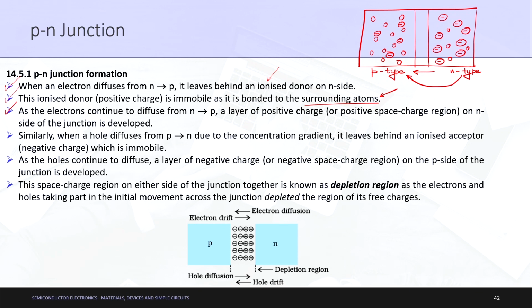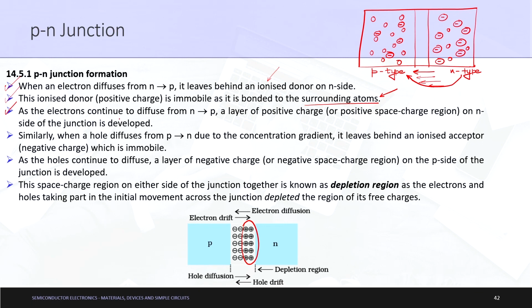Okay, so as the electrons continue to diffuse from n to p, there is continuous diffusion of electrons happening because of the change in concentration. A layer of positive charge, or positive space charge region, on the n side of the junction is developed. Please understand this clearly. Because the electrons keep on diffusing, a positive charge layer is being created on the n side. This was basically your complete n side. You can see from the diagram also that a positive charge region is being created here. Let me read this line again.